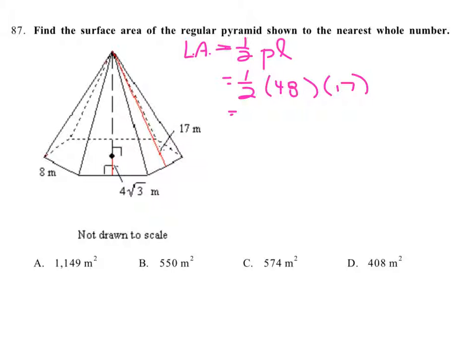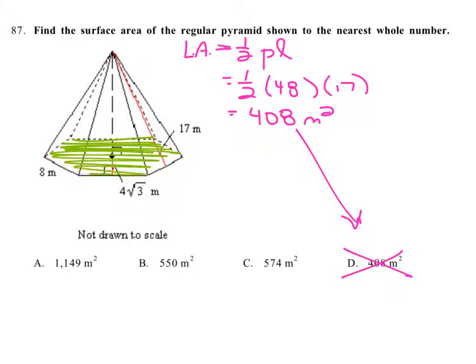So to find that lateral area, we would say 1/2 of 48, which is 24, times 17, and we get 408 meters squared. You can see that they give that as a choice, but that's not the correct choice because we have not yet taken into account the area of the base, and that base is this hexagon down on the bottom. So we've got as a partial answer 408 meters squared for the lateral area.